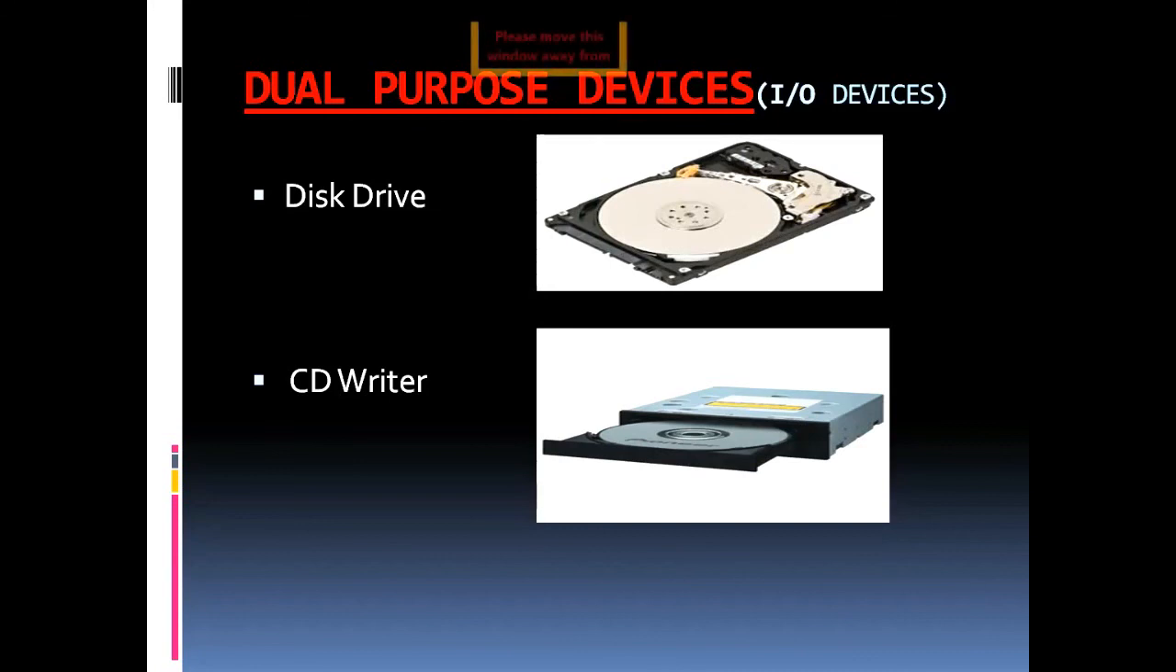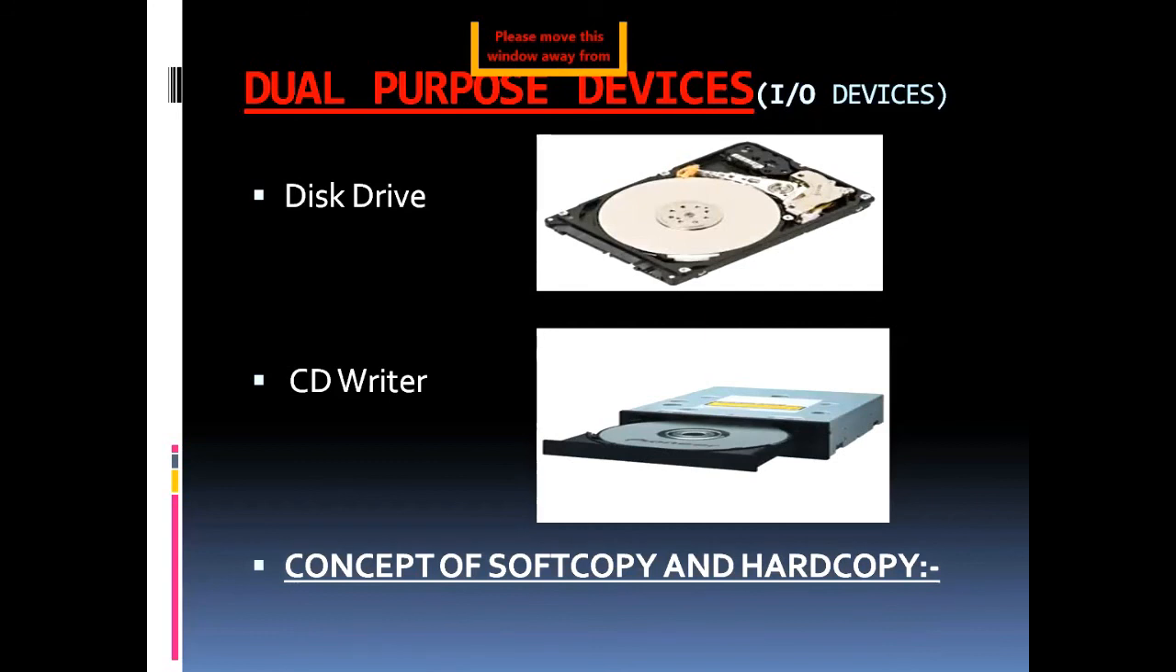CD writer. CD is the abbreviation of compact disc. A CD writer is a device connected to your computer which can write on CD-RW and CD-R disks. CD-RW disk may be written, erased and rewritten, while CD-R disk may be written only once. CD writer performance is measured in X units.